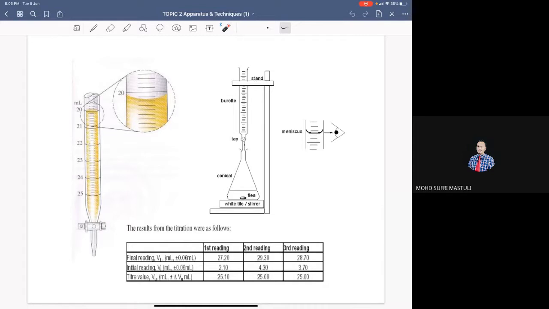Read the reading from the burette at the meniscus level. In this case it is 20.1.